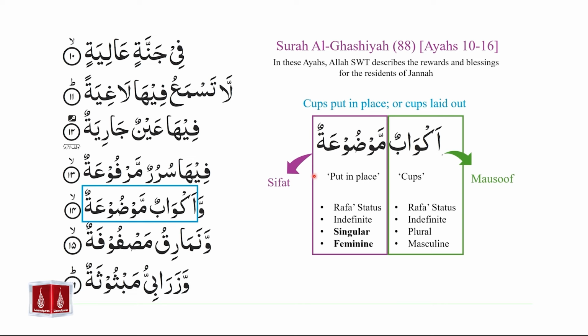Mawzu'atun is the sifat because it describes the quality or characteristic of the Mosuf. It is Rafa in status, it is indefinite in capacity. However, like the previous example, mawzu'atun is also singular and feminine. It is singular and feminine because it is the sifat for the plural of a ghair aqil ism. Akwabun is the plural of a ghair aqil ism or non-intelligent ism. That is why the associated sifat will be singular and feminine.